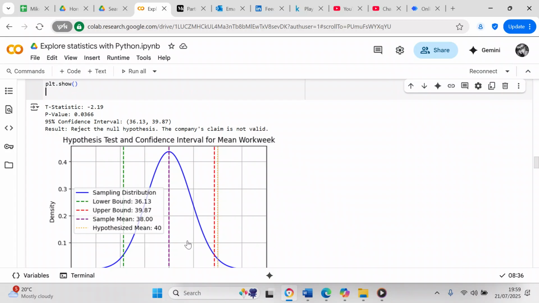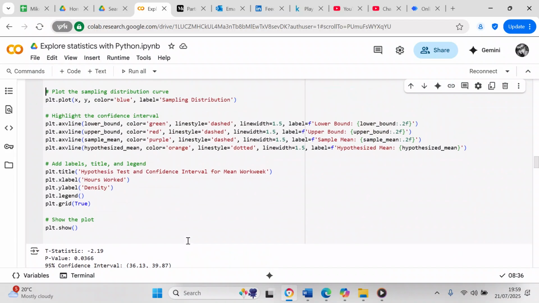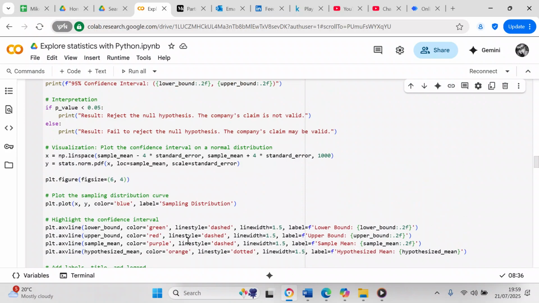The company is saying that they work 40 hours a week, but the confidence interval is between 36.13 and 39.87, and the mean is 38. So that means you reject the null hypothesis. That means that the mean of hours worked is not 40. So you have to go with the alternate hypothesis, and the alternate hypothesis is the mean hours worked is not 40.